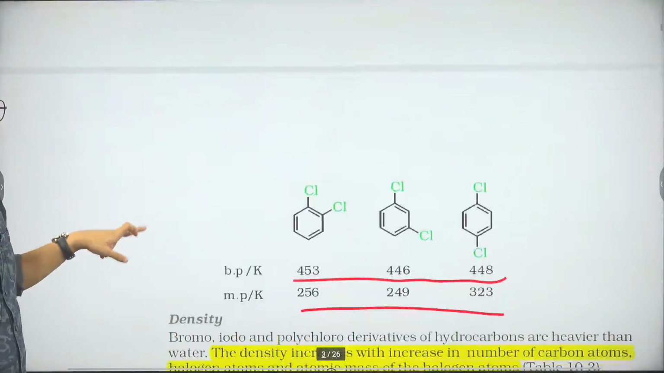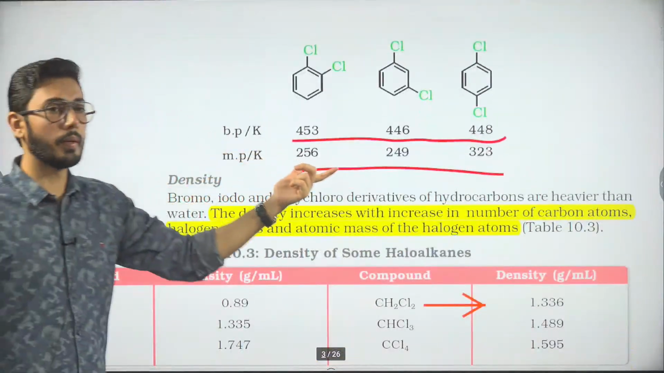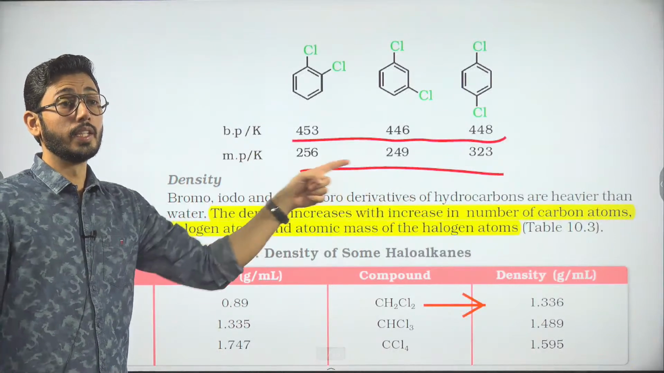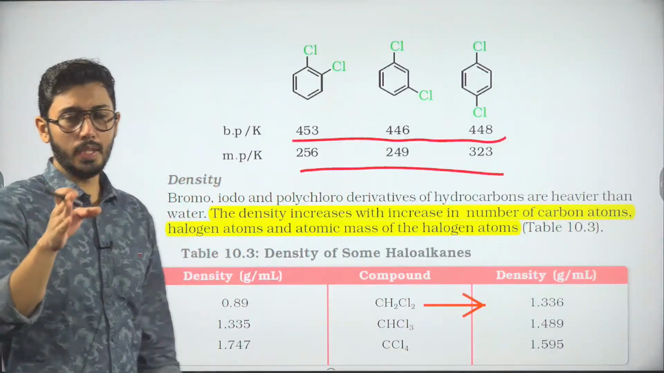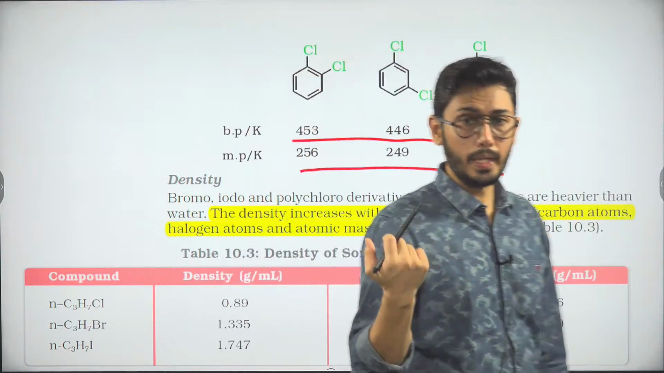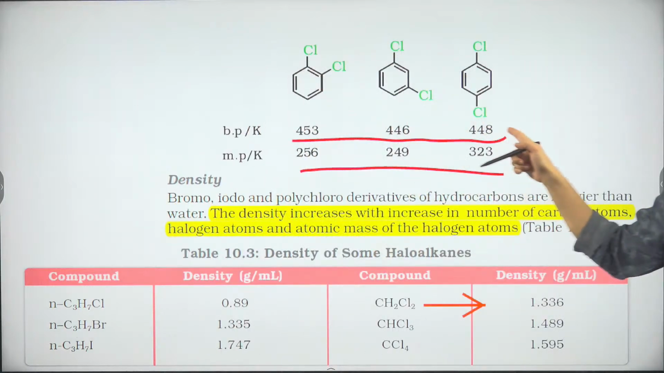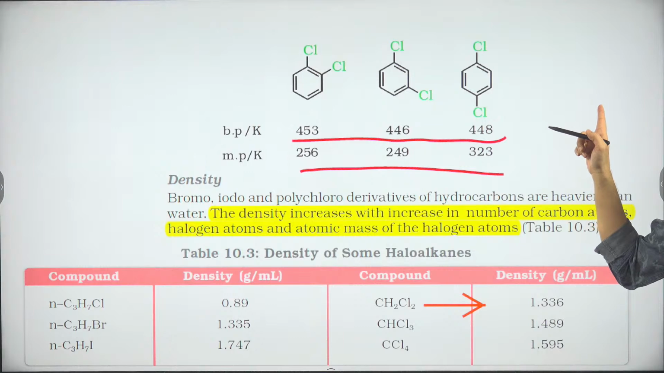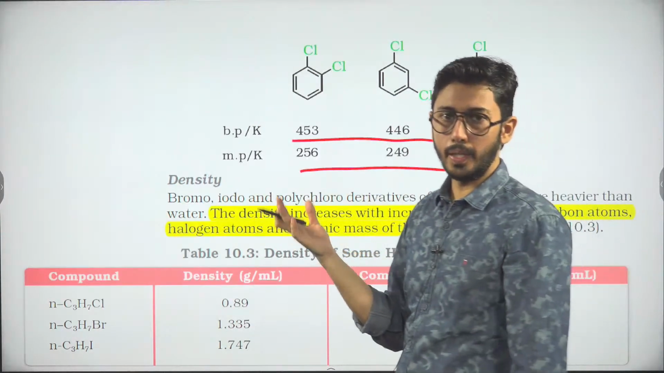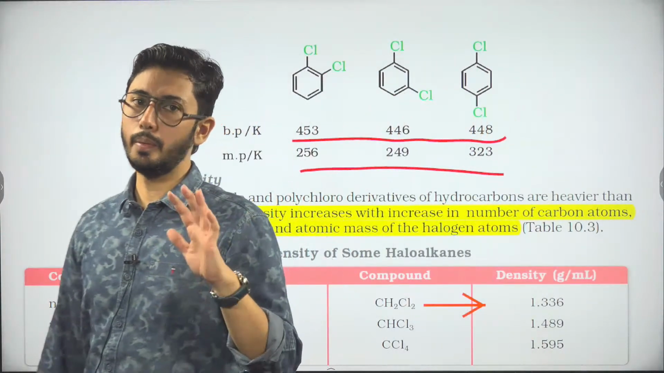For the other two, just like the above example, you have to remember that para is maximum, then which one comes? Ortho. So POM is for melting point, and OPM is for boiling point. Ortho is maximum in boiling point and para is maximum in melting point.